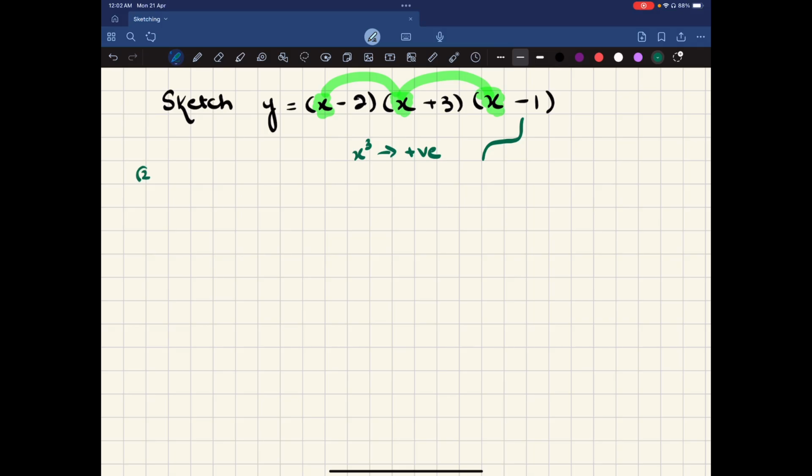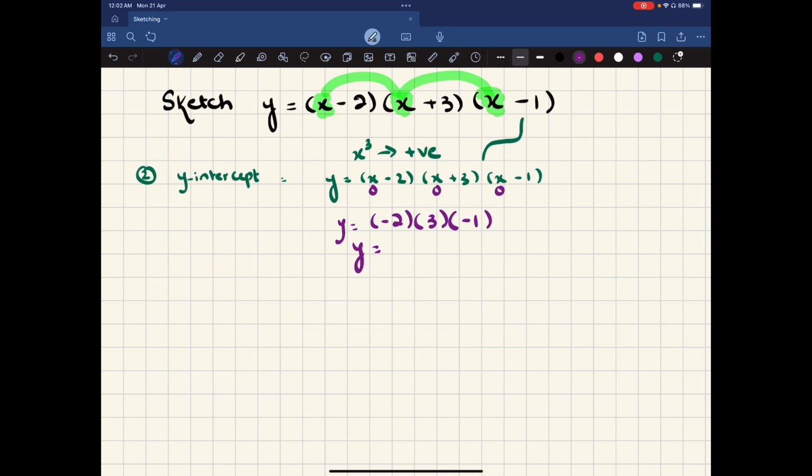Second step, finding the y-intercept. To find the y-intercept, what do we do? We put x equal to 0. So what do we have? y is equal to negative 2 into 3 into negative 1. 3 into negative 2 is negative 6, and negative 6 into negative 1 is positive 6. So the graph crosses through (0, 6). This is the y-intercept.